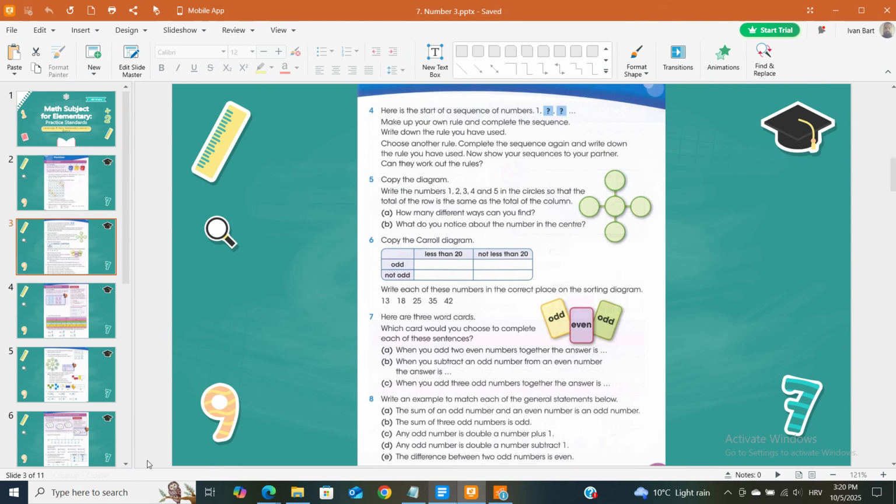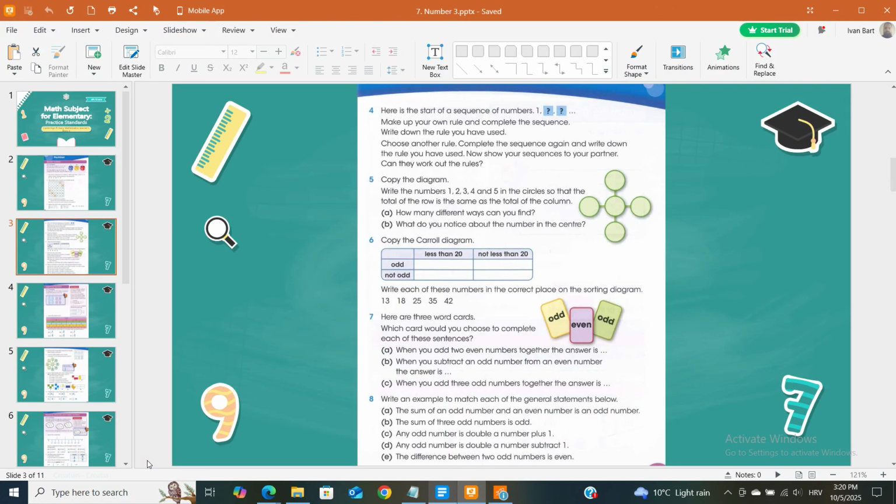8. Write an example to match each of the general statements below. (a) The sum of an odd number and an even number is an odd number. (b) The sum of 3 odd numbers is odd. (c) Any odd number is double a number plus 1. (d) Any odd number is double a number subtract 1. (e) The difference between 2 odd numbers is even.